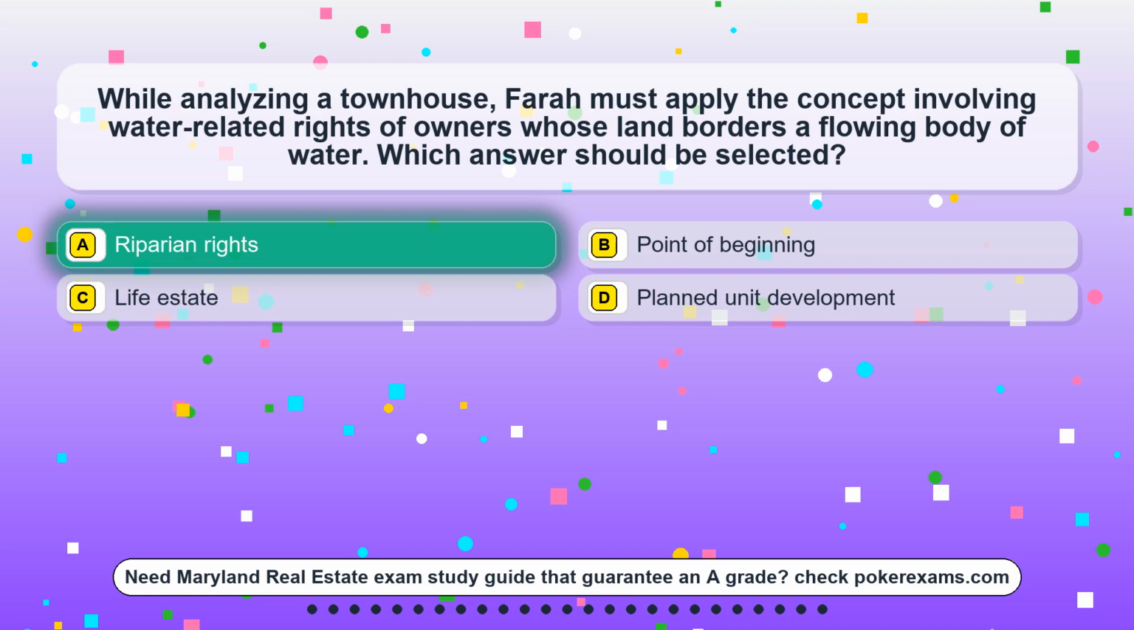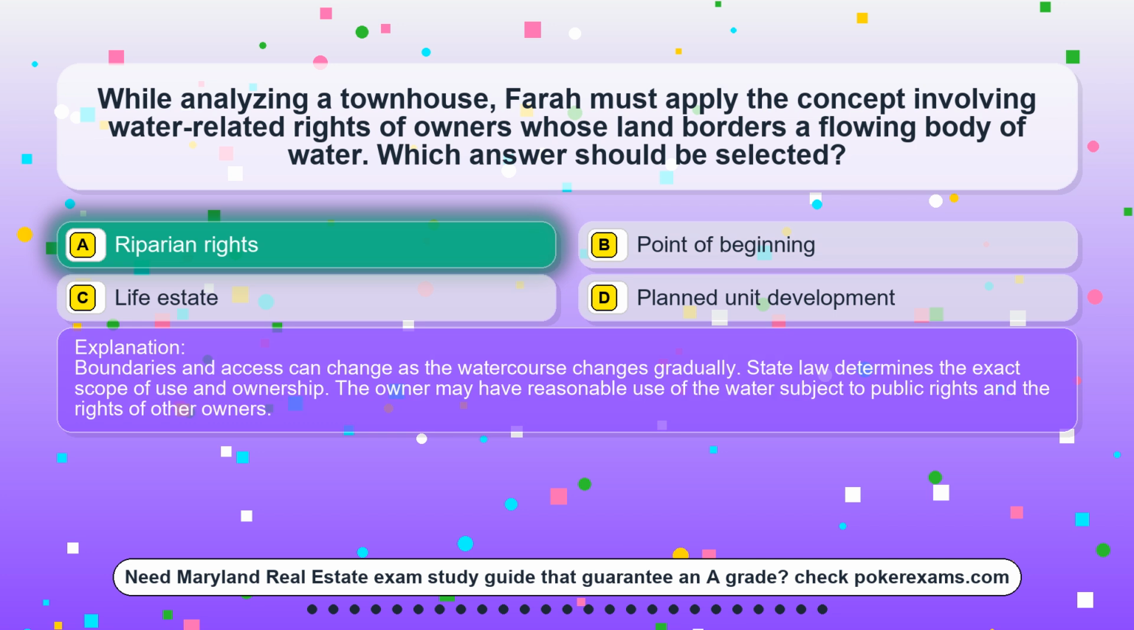The correct answer is option A, riparian rights. Boundaries and access can change as the watercourse changes gradually. State law determines the exact scope of use and ownership. The owner may have reasonable use of the water subject to public rights and the rights of other owners.